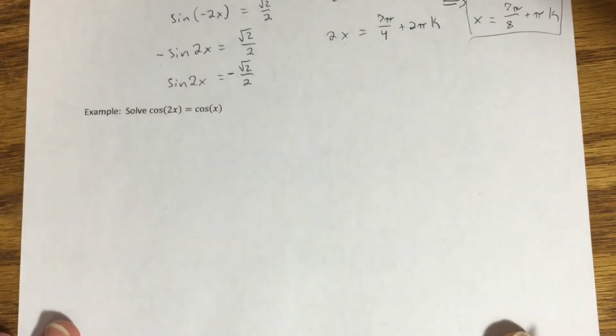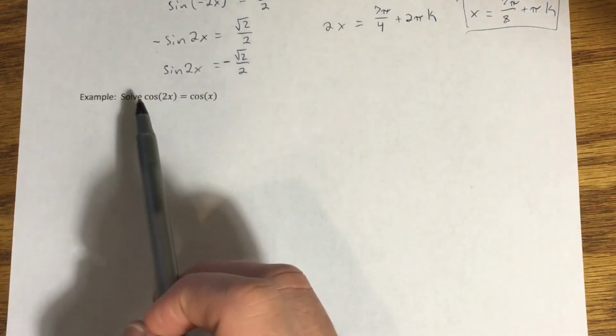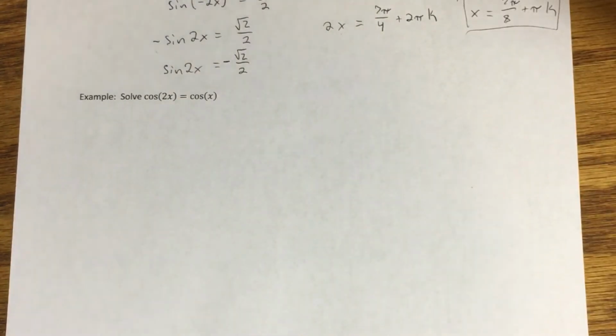One last equation, and then this should be a really solid selection of examples to get you through the work in this section. Cosine of 2x equals cosine of x.